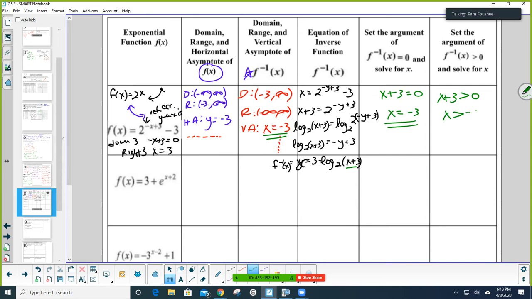X has to be greater than negative 3 if I write this in interval notation. This guy is the same as that guy, which is the same as that guy. So basically, with the inverse, you can find out what the domain of the inverse is if you do this, and you can find out what the vertical asymptote is if you do that. And if we're talking about the inverse, the range forever and ever, amen, is always negative infinity to infinity.